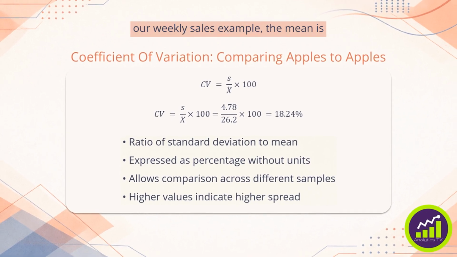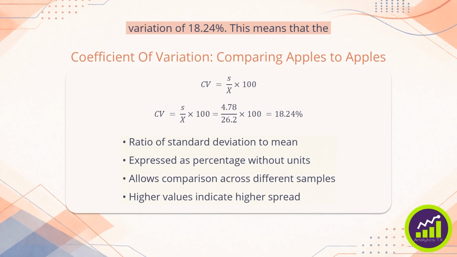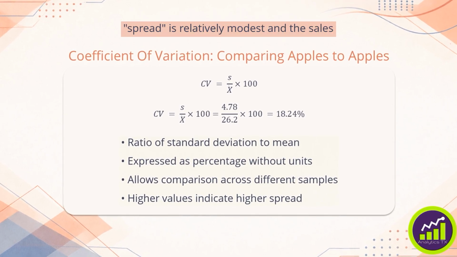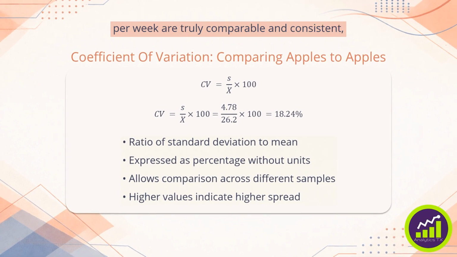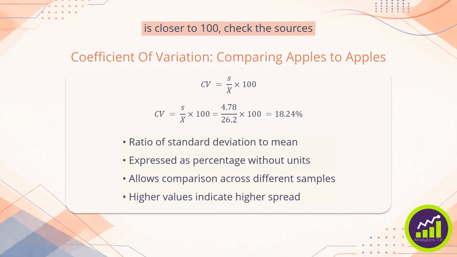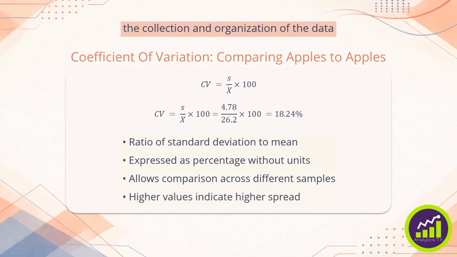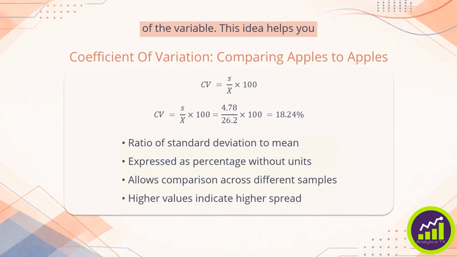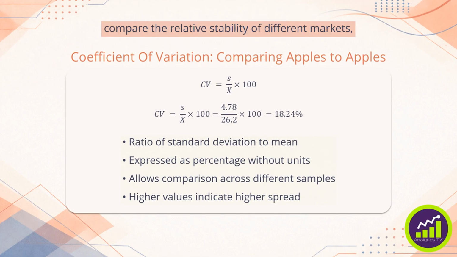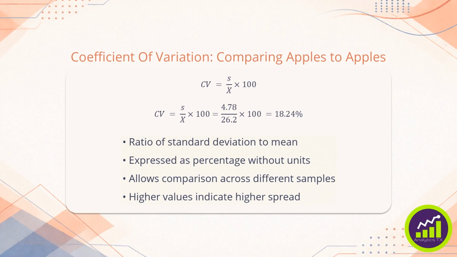In our weekly sales example, the mean is 26.2 units, and the standard deviation is 4.78 units, which yields a coefficient of variation of 18.24%. This means that the spread is relatively modest, and the sales per week are truly comparable and consistent, or homogeneous in characteristic. If the CV is closer to 100, check the sources of the data again, to ensure that the collection and organization of the data is not hiding biases about the characteristics of the variable. This idea helps you compare the relative stability of different markets, products, or processes using a single unit-free number.